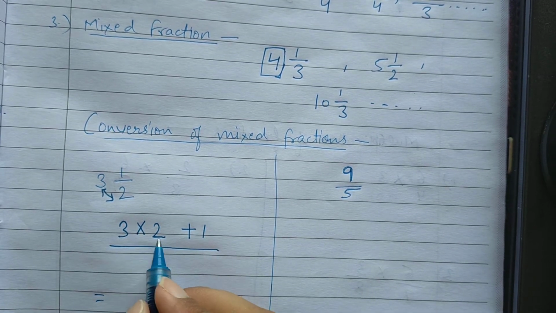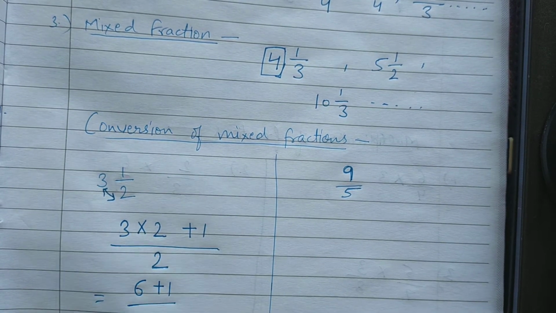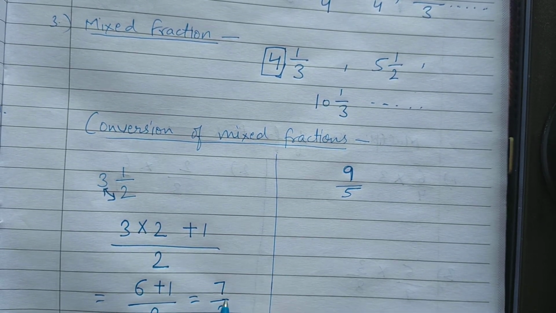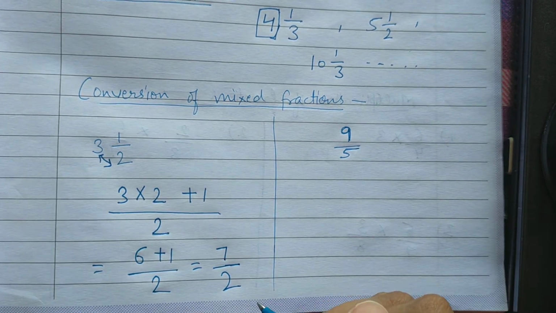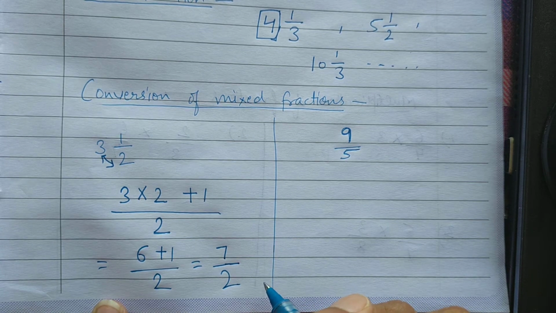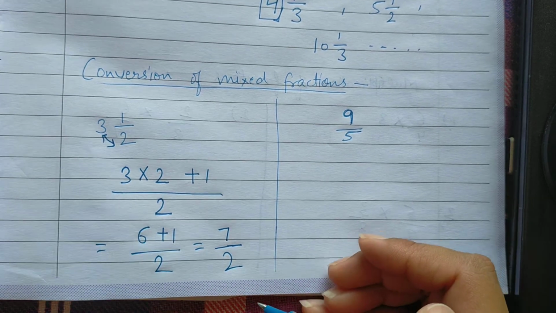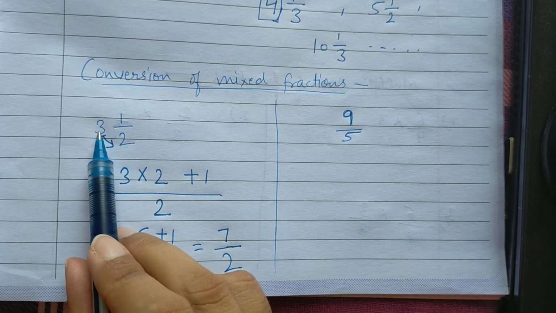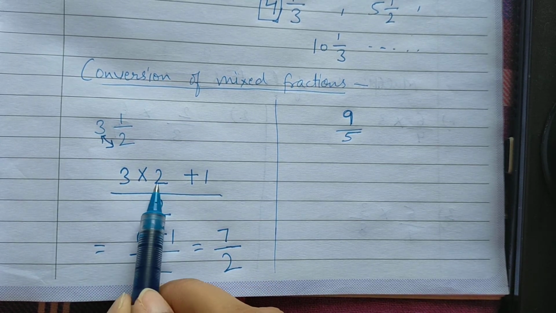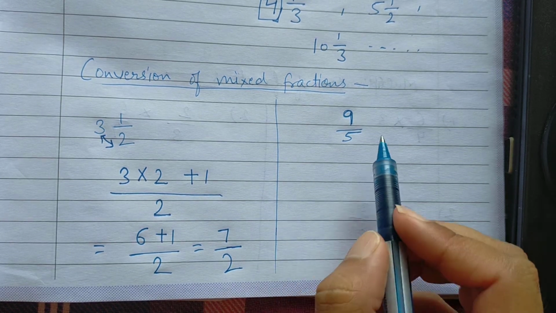So what will be the answer? 3 multiplied by 2 is 6. 6 plus 1 upon 2. 6 plus 1 is 7. 7 upon 2. That's how we will convert it into an improper fraction. Multiply these two: 3 multiplied by 2 plus 1 upon 2, 6 plus 1 upon 2, 7 upon 2. That will be the answer.